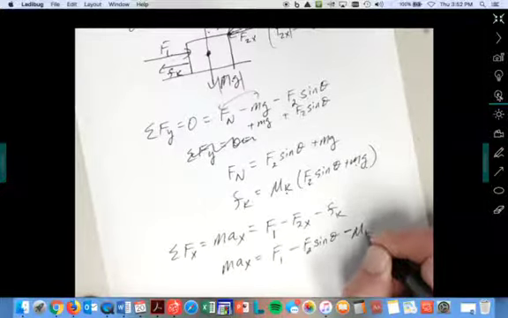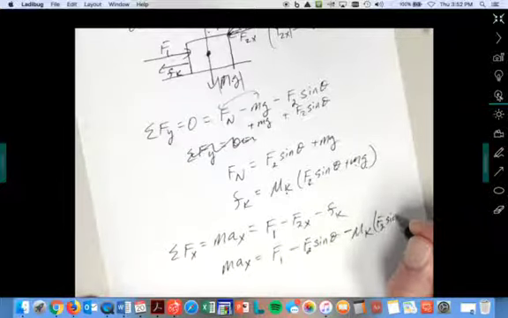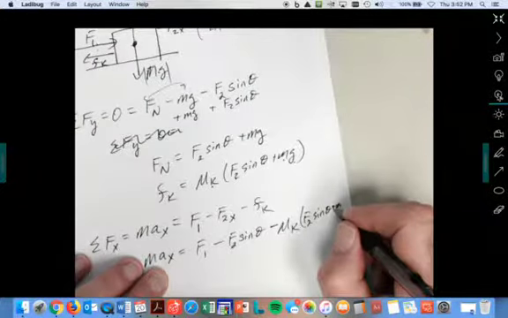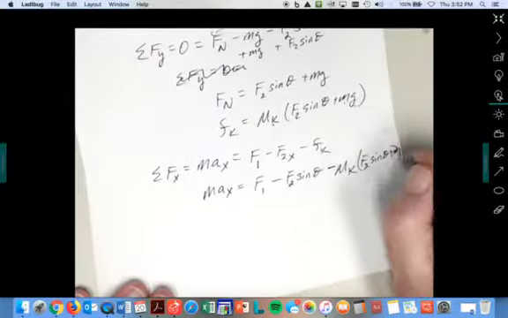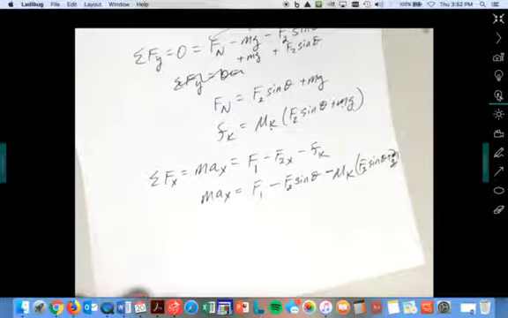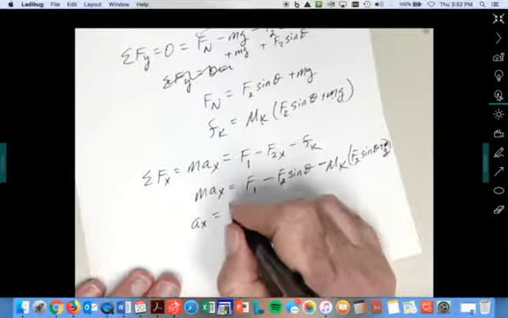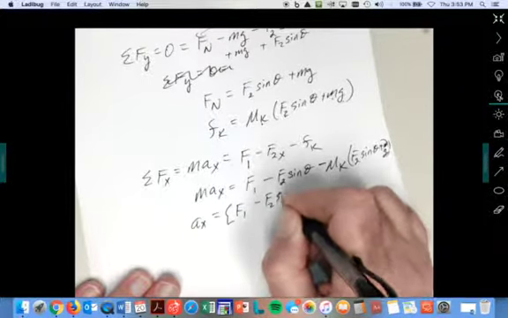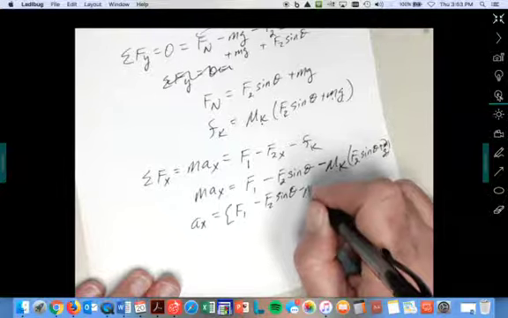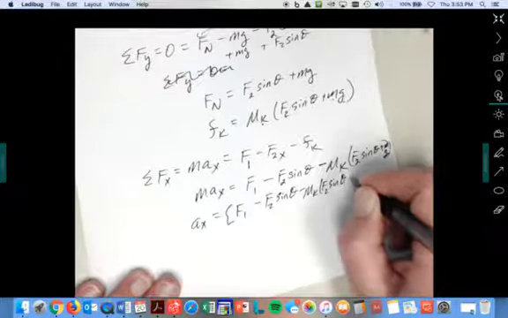mu k times F2 sine theta plus mg. Okay, plus mg. That's an mg right here. And then solve for ax. You're going to put all this stuff in brackets. F1 minus F2 sine theta minus mu k times F2 sine theta plus mg.